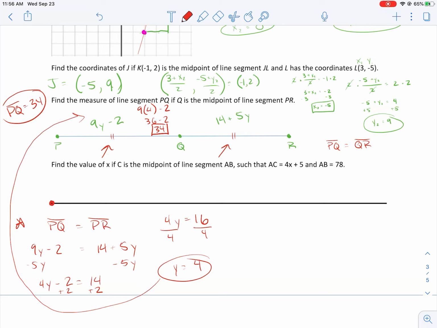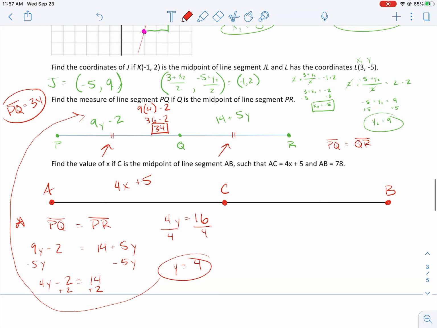Okay, so let's take a look at this last one here. Find the value of x if C is the midpoint. Draw that in there. So A, B, C goes right there. So find the value of x if C is the midpoint of line segment AB such that AC is equal to this length here, and AB, the total length, I think that's supposed to be CB. No, that was right. AB is equal to 78.